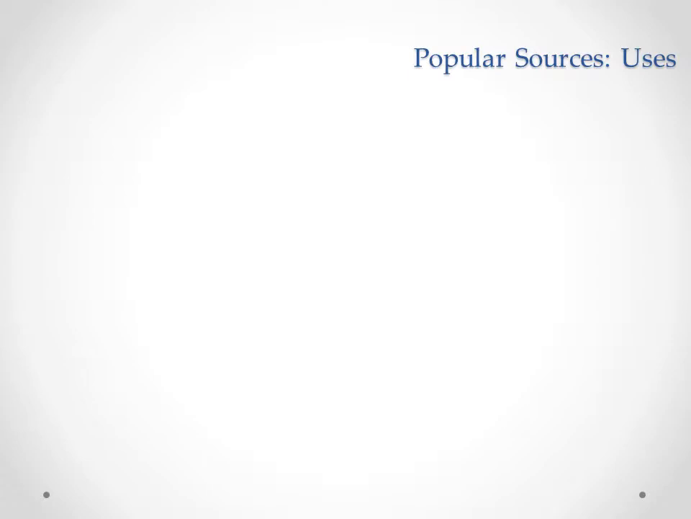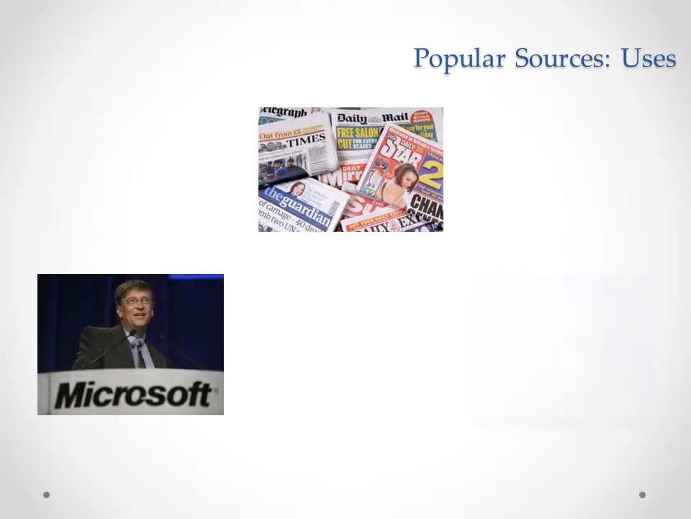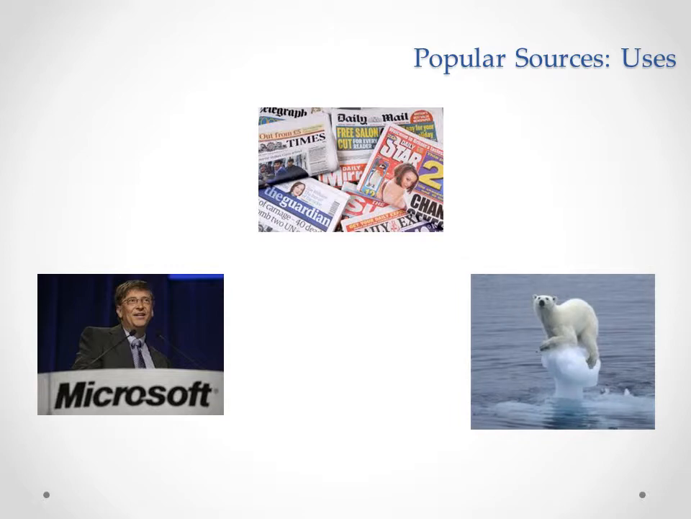So how are popular sources used? Popular sources might present news and current events. Since the review process to publish popular articles is short, they're a good place to look for very current information. Popular sources may tell human interest stories or convey emotional responses. They can also be useful for getting an overview of a topic.